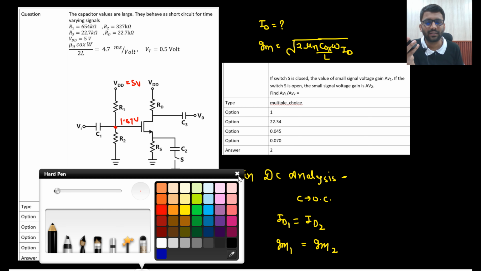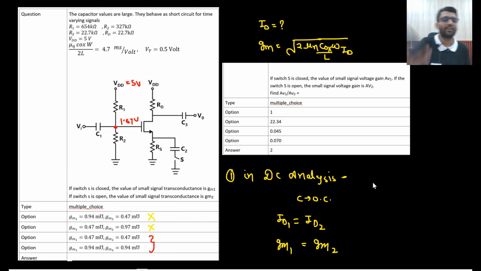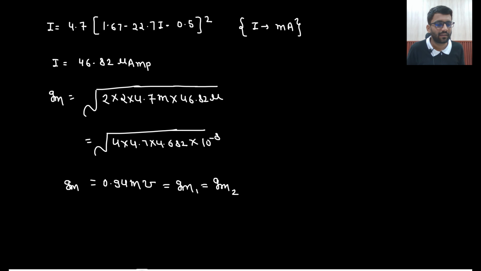In this question, what is the scene? Here you don't need to do the calculation. Why don't you need to do the calculation? When the switch is closed, what will be the gain? The gain would be gm1 RD, or gm RD, because in both cases gm is the same. That would be gm RD. This would be Av1.